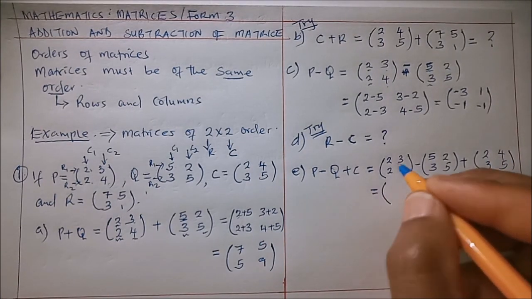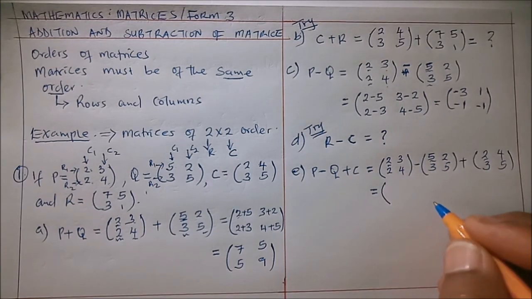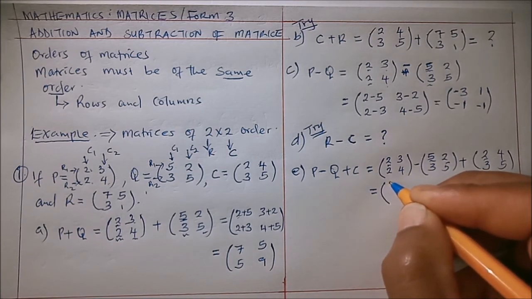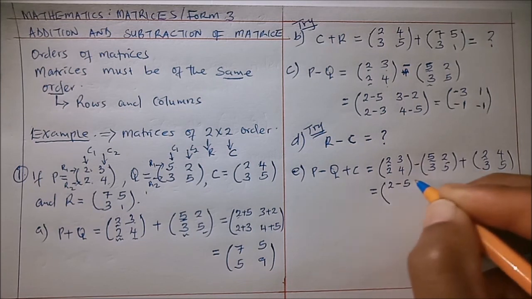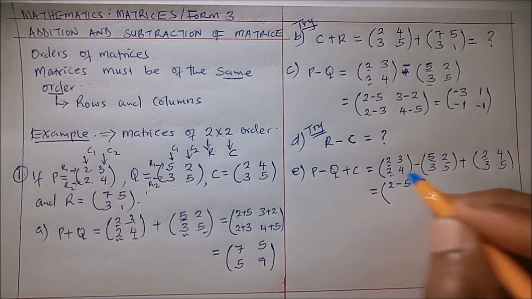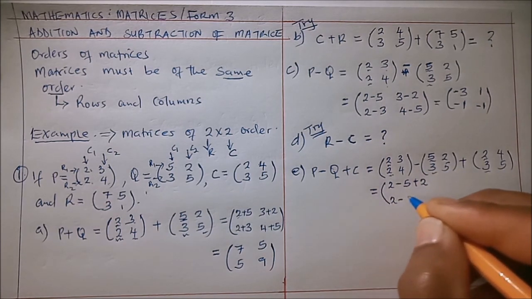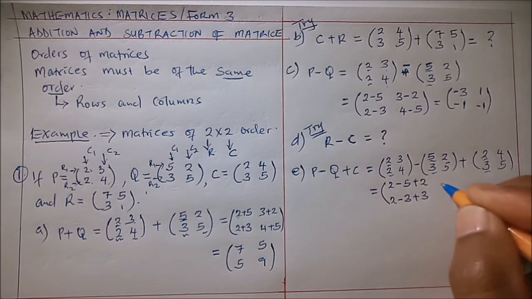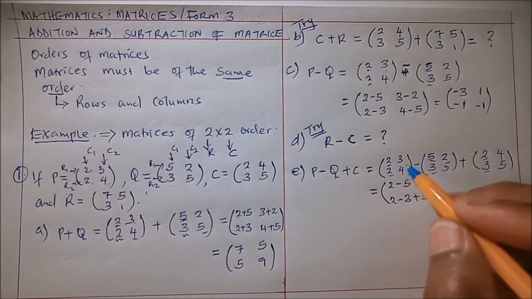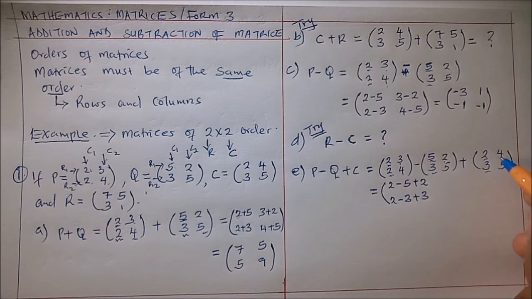So I come here and look at my 2, my 5, and my 2 there. They are all occupying the same position. So it will be 2 minus 5 plus 2. Okay. Then I'll have another one, which is now 2, 3, and 3. So it will be 2 minus 3 plus 3. Then I leave a space because of the other elements. I have 3, I have 2, I have 4.